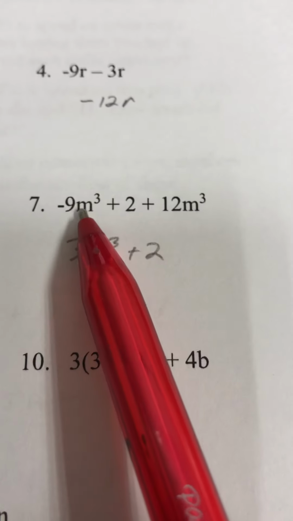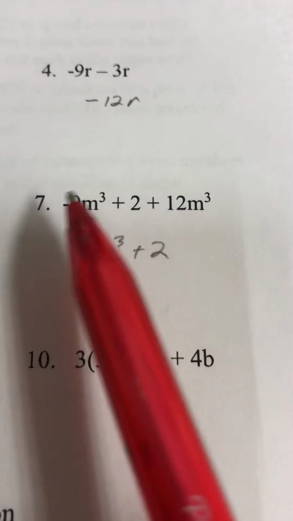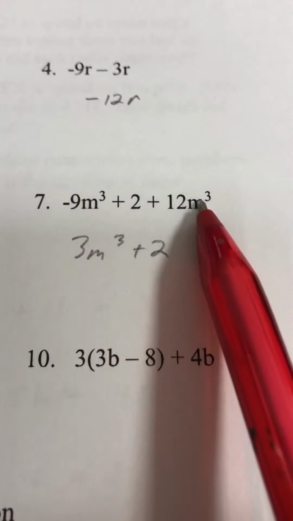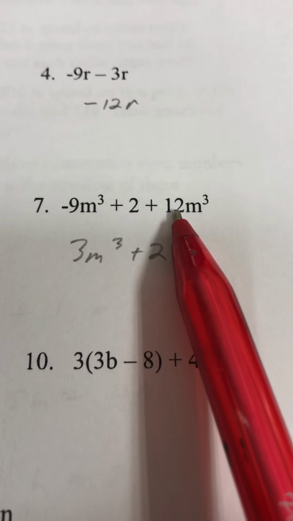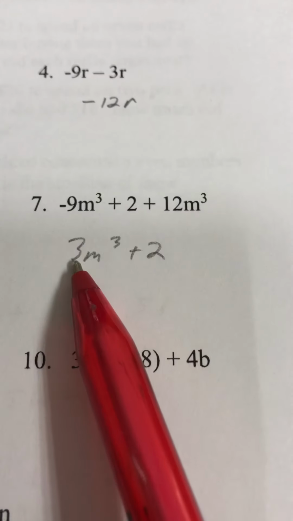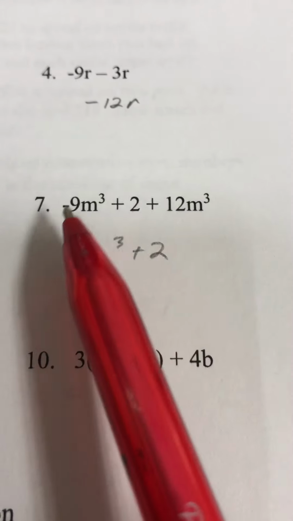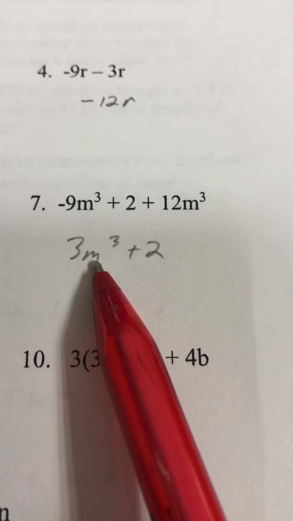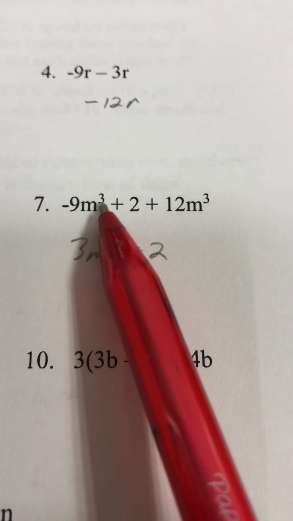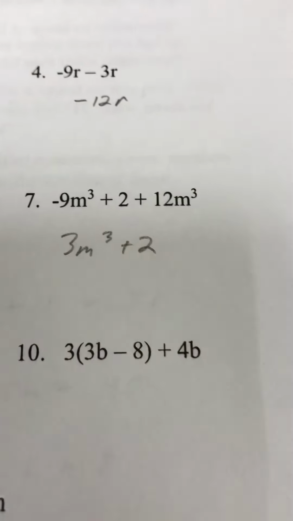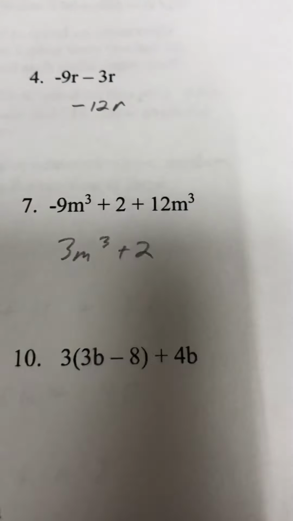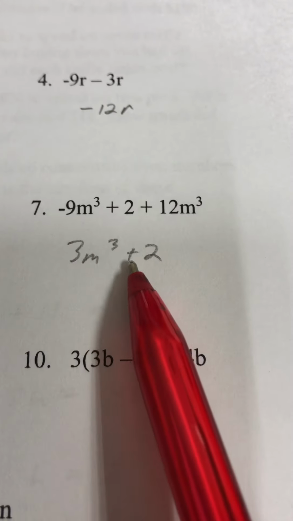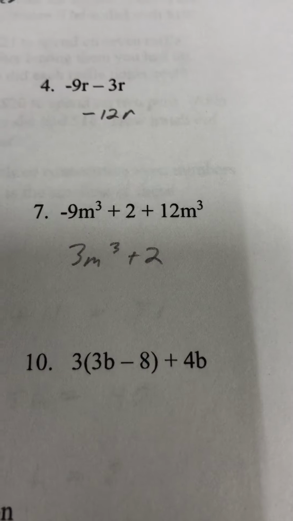Okay, I have an m cubed and an m cubed. These two are alike. I'm going to put these two together. So I have a negative 9 plus a 12. Negative 9 plus 12 is 3. In other words, 12 minus 9 is 3. m cubed, I have to put that cube with it, because that's what it's multiplied and cubed by. And then I have this plus 2 hanging around. Don't forget about that and list it right there.